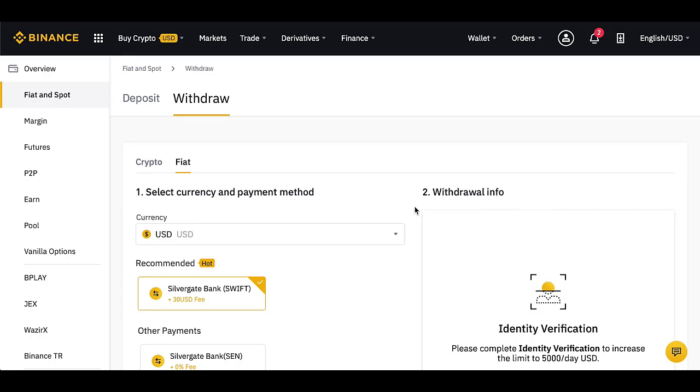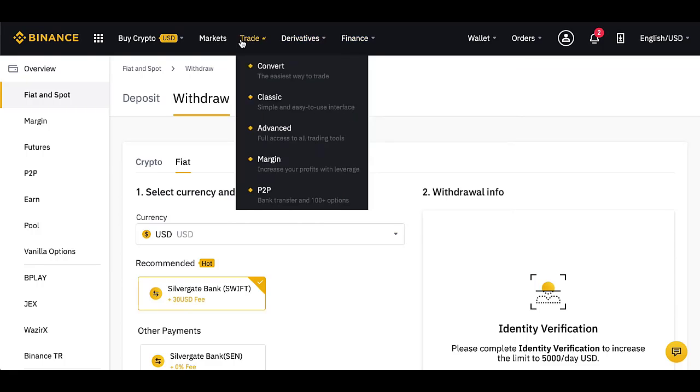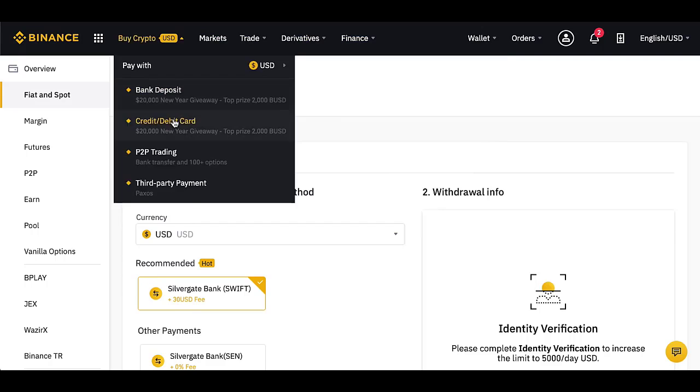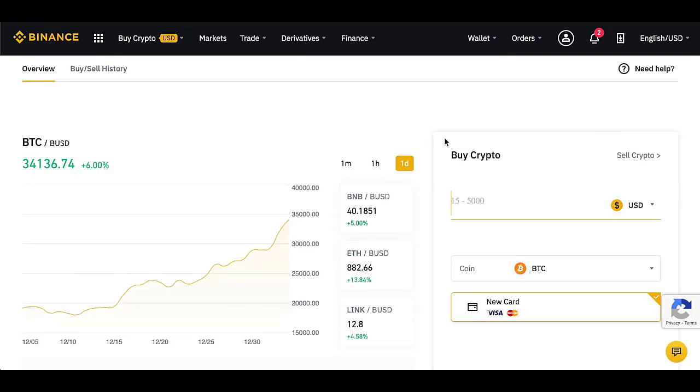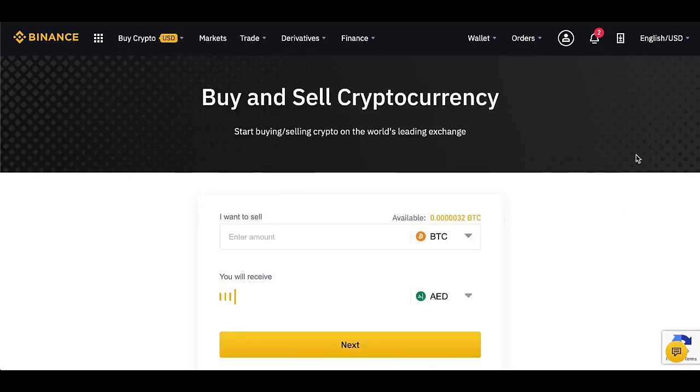How do you actually sell them? So if you have some Bitcoin in Binance, how do you sell that and actually possibly sell it for other cryptocurrencies, or maybe transfer that into US dollars? There isn't actually an option up here that says sell cryptocurrencies, but what we have to do is come into credit debit card like this. And instead of buying crypto, as you can see right here, we'll just come to sell crypto. So we have to click on this very small link right here.